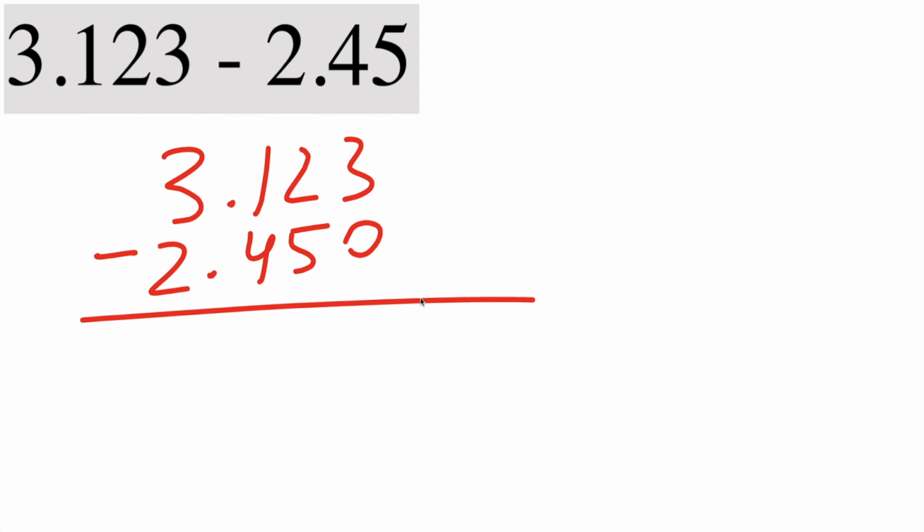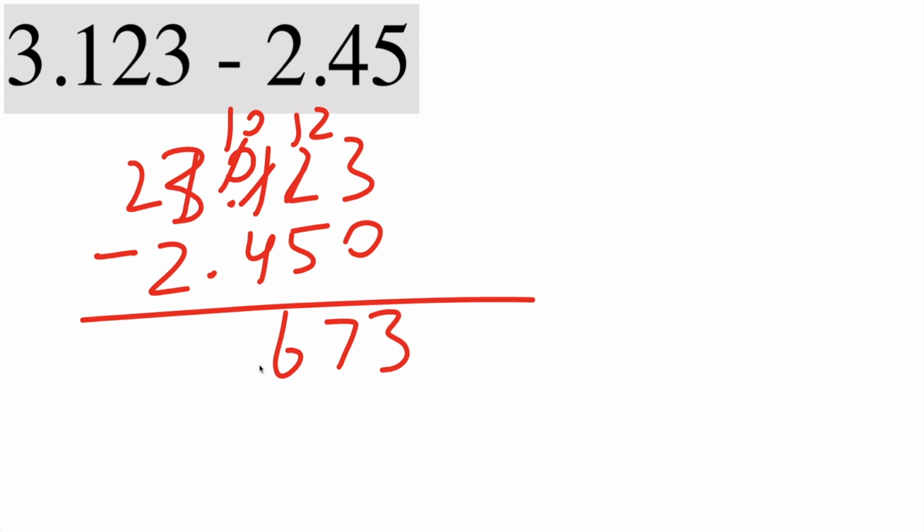So 3 minus 0 is still 3. 2 minus 5, we get a negative number. So we take away this 1, make it a 0. Give him a 10. So 10 plus 2 is 12. 12 minus 5 is 7. Now we take this 3 away, make him into a 2. Give him a 10. 10 minus 4 is 6. And 2 minus 2 is 0. So we get 0.673 as our final answer.